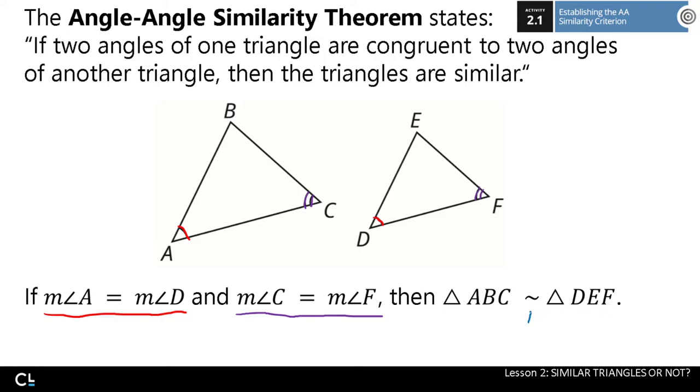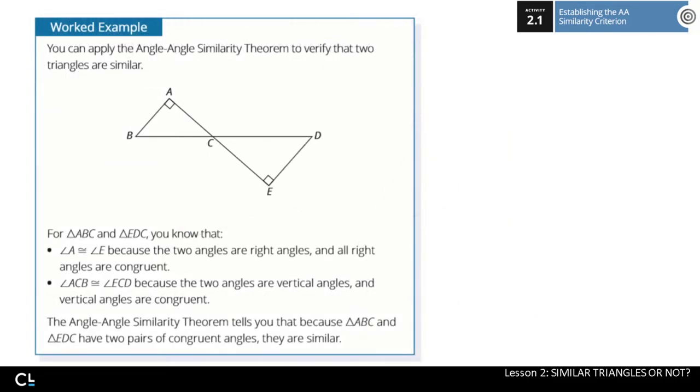So remember, here that symbol means similar, right? So those two triangles are similar. So all you have to say is two angles in this one triangle are similar or congruent to two angles in that other triangle. Boom, our triangles are similar. Awesome. Let's see an example worked out.